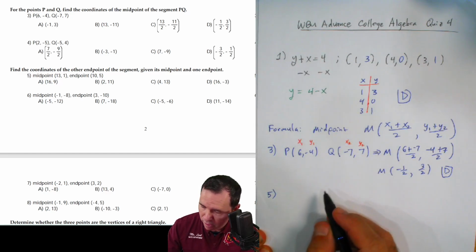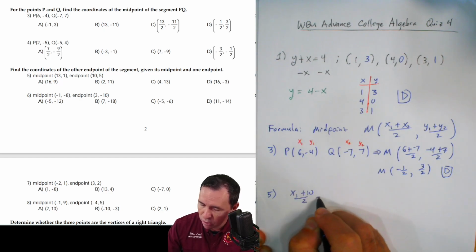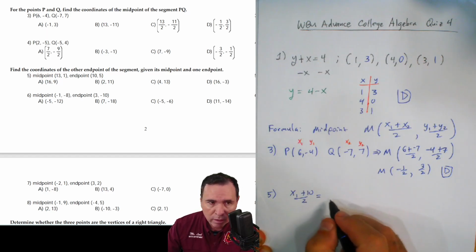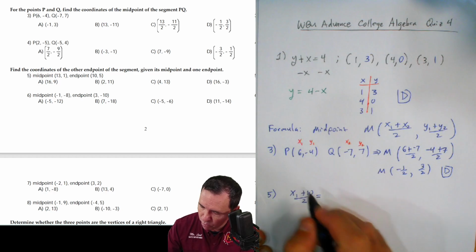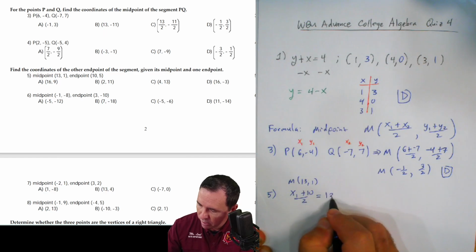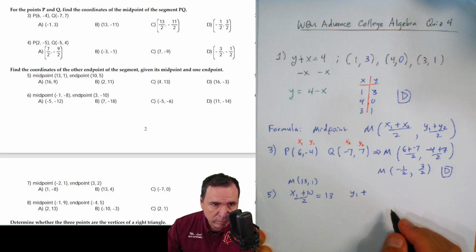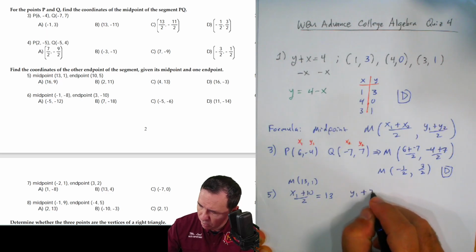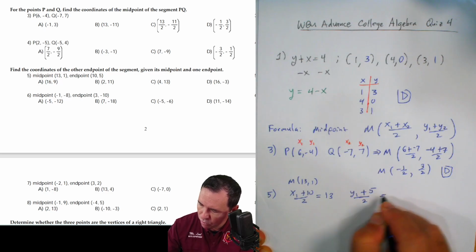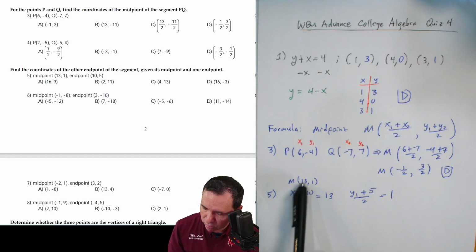I'm going to say, okay, x1 plus 10 over 2 has to equal 13. Because they tell me that the midpoint is 13, 1, right? So this has to go here. And then y1 plus 5 over 2 has to equal 1. You see? We're reversing the process. We're saying something plus something over 2 has to equal 13. Something plus something over 2 has to equal 1.